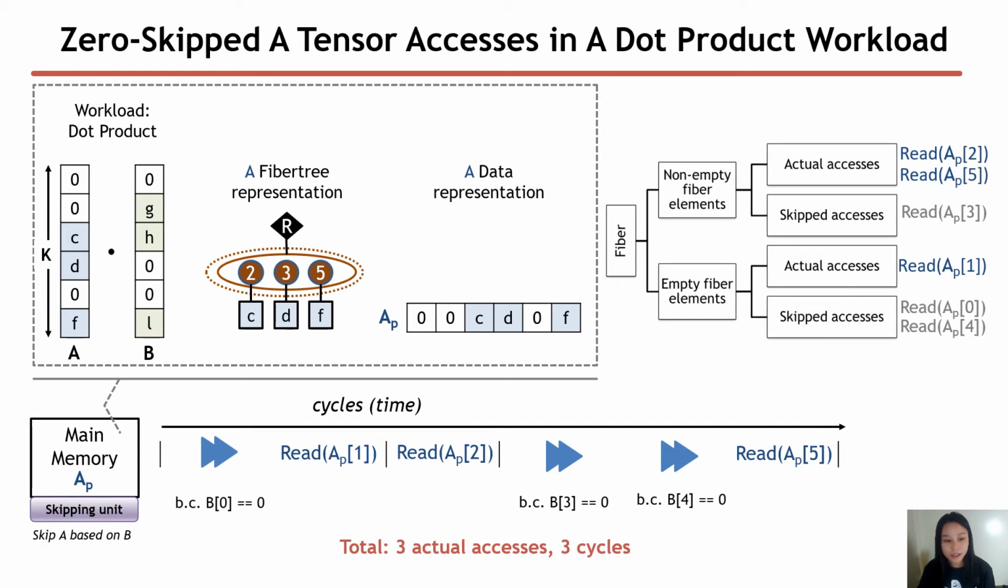And we will then look at the next values in the B vector. We realize that the next two values are both 0. So with the skipping optimization, we can then directly skip ahead and read the last payload of A. And again, you can classify the different access types as shown in this figure. And because skipping allows us to actually skip cycles, we have reduced the number of cycles spent as well. So we have 3 actual accesses, as happened in the gating optimization case, and 3 cycles because of the skipping optimization.